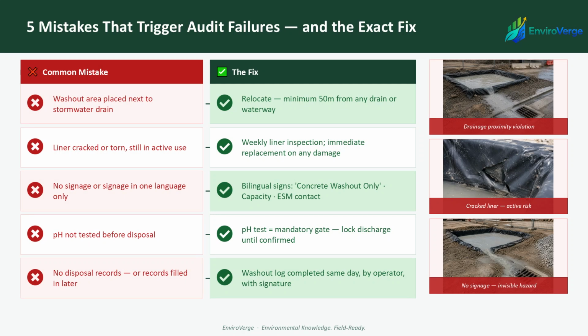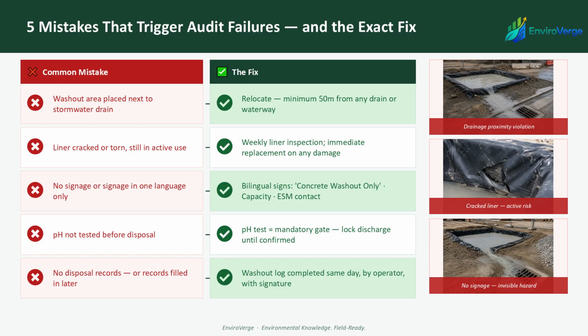5 mistakes that consistently appear in concrete washout audit findings, and the exact fix for each. Mistake 1. The washout area placed too close to a stormwater drain. The fix? Relocate to a minimum of 50 meters from any drain, waterway, or boundary. If immediate relocation is not feasible, install temporary impermeable bunding between the existing pit and the drain as an interim emergency measure, with a set deadline for permanent relocation.